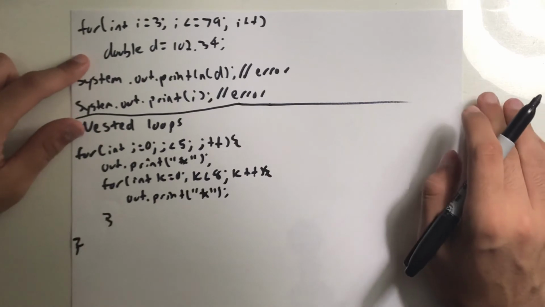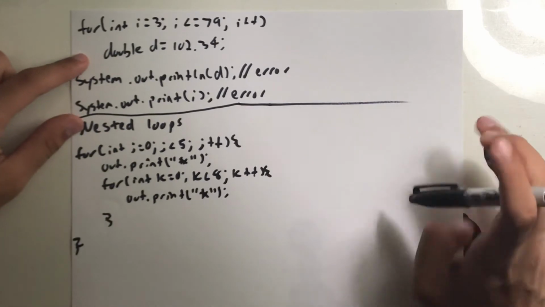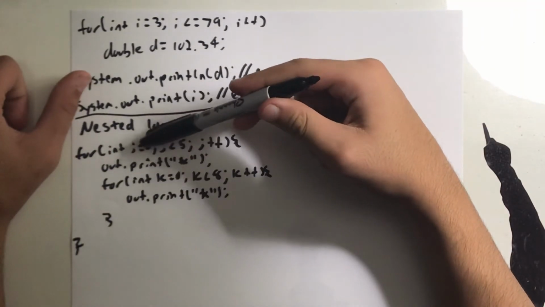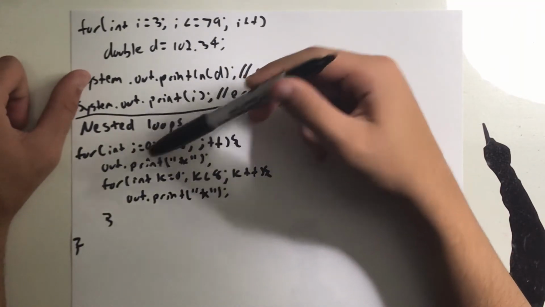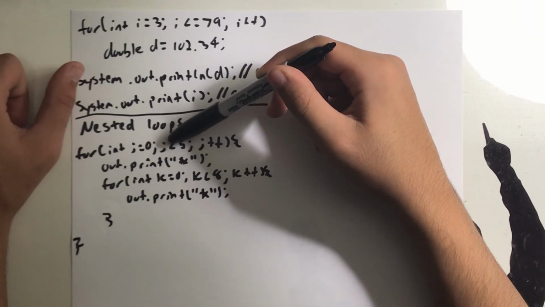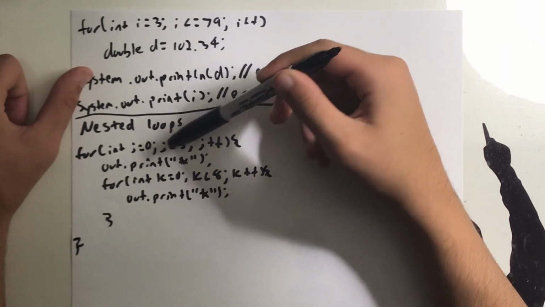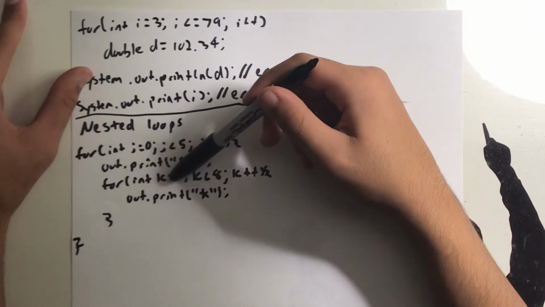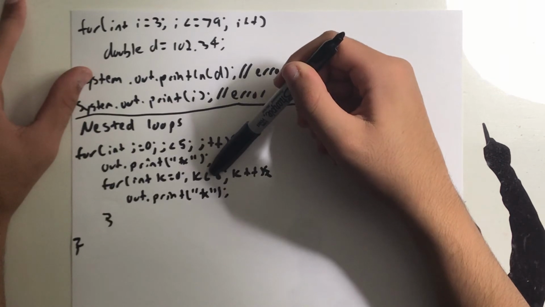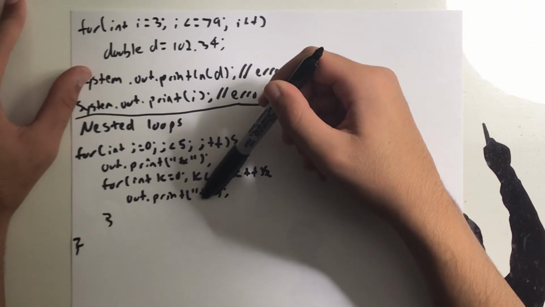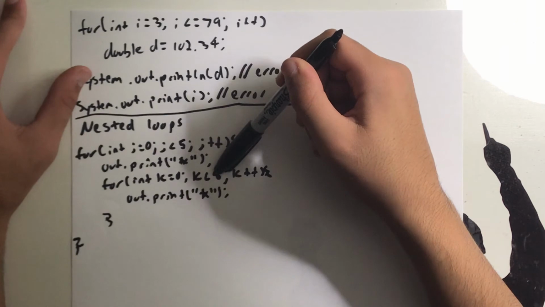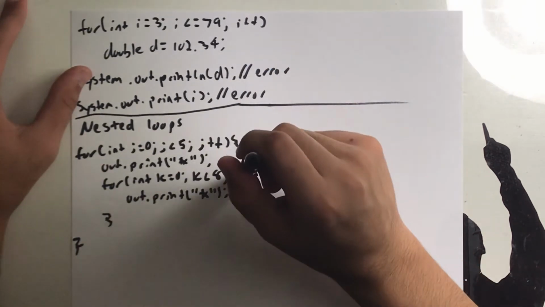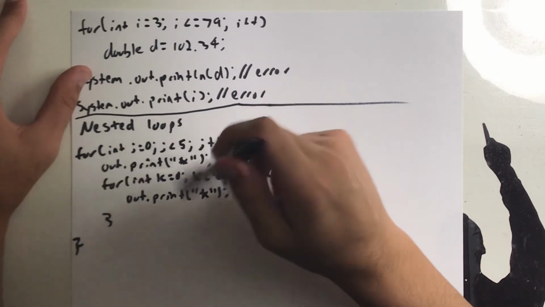Okay, so how do you get the answer? Well, first of all, is 0 less than 5? Yes, so we print out a star. Now we go into this for loop. Is 0 less than 8? Yes, we print a star. So that's 2 stars. Then we go up 1. Is 1 less than 8? Yes, you print another star. Is 2 less than 8? Yes. Keep on going until you get 8. So this loop is going to print 8 stars.